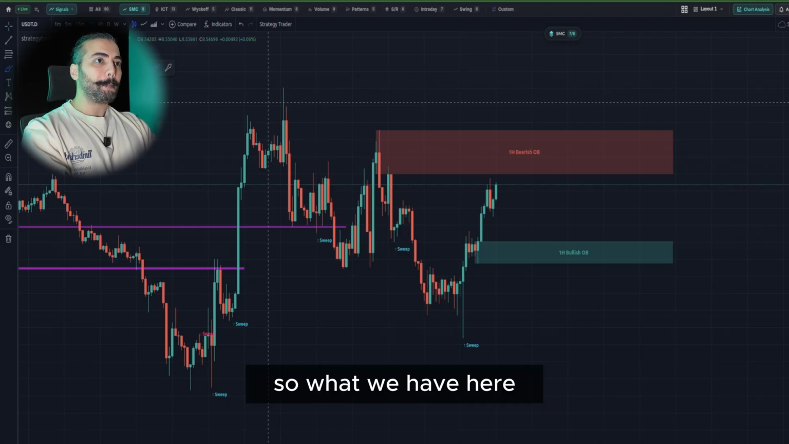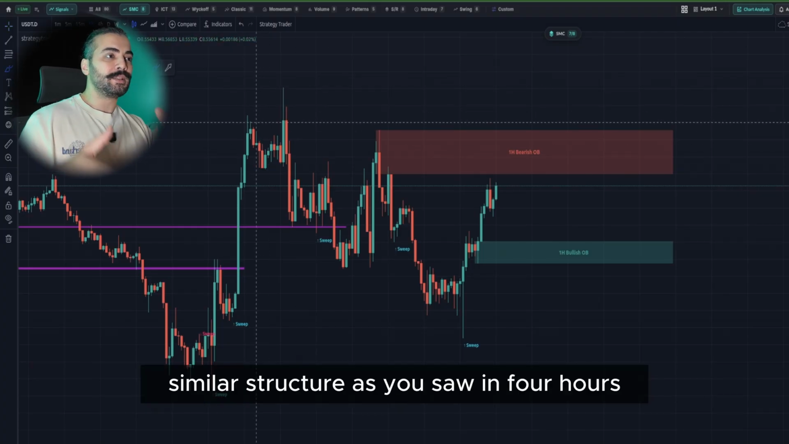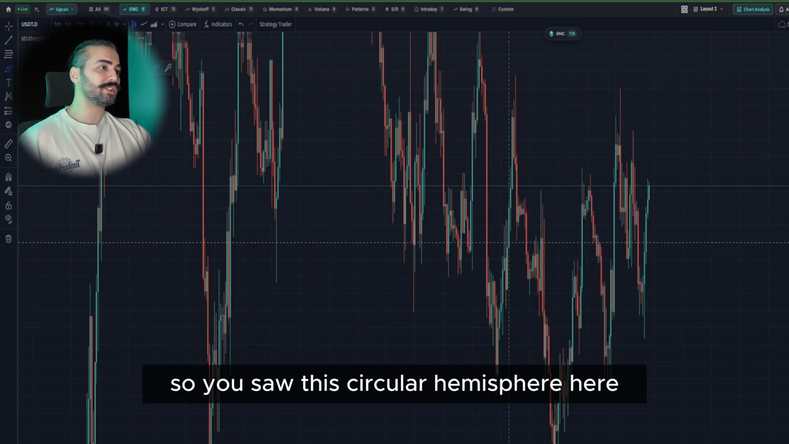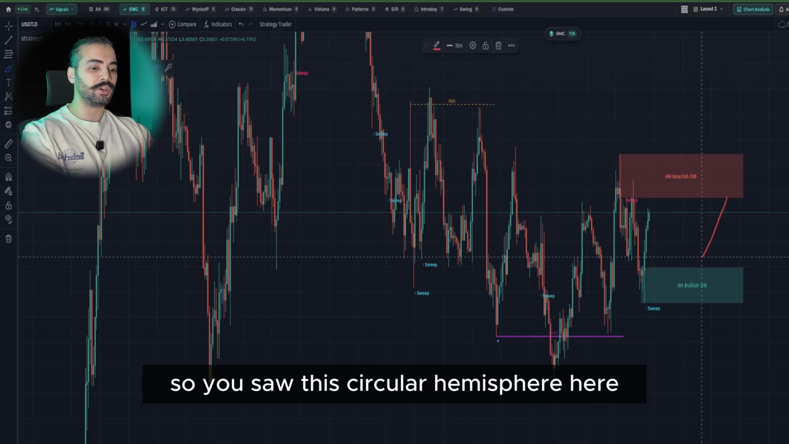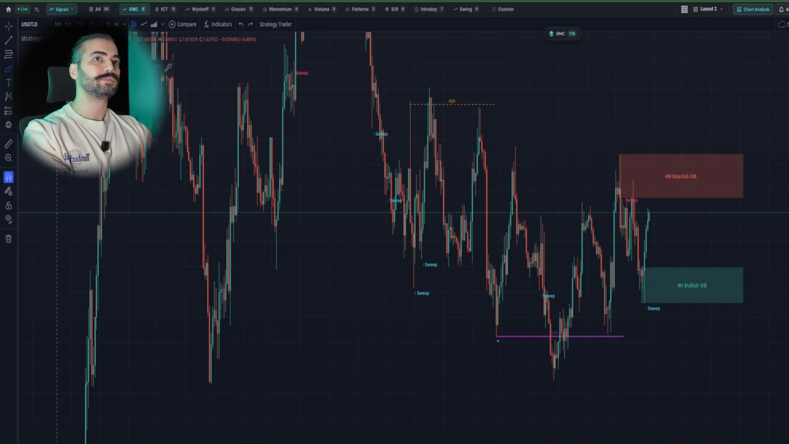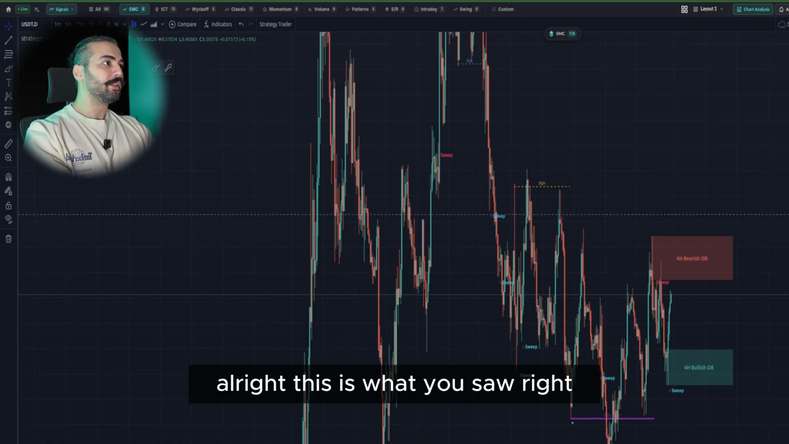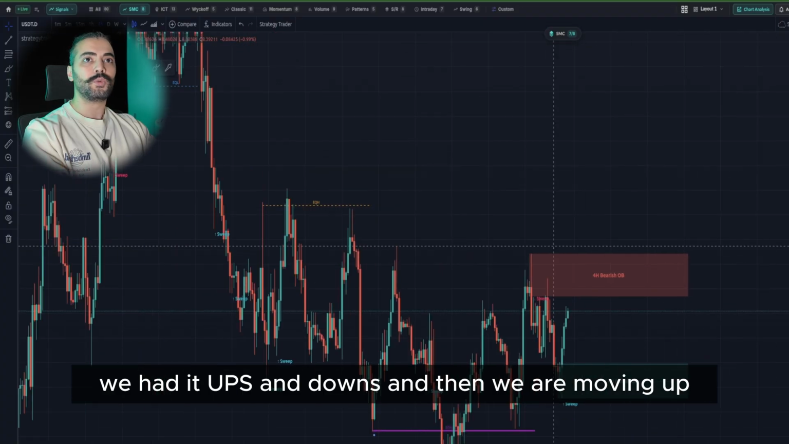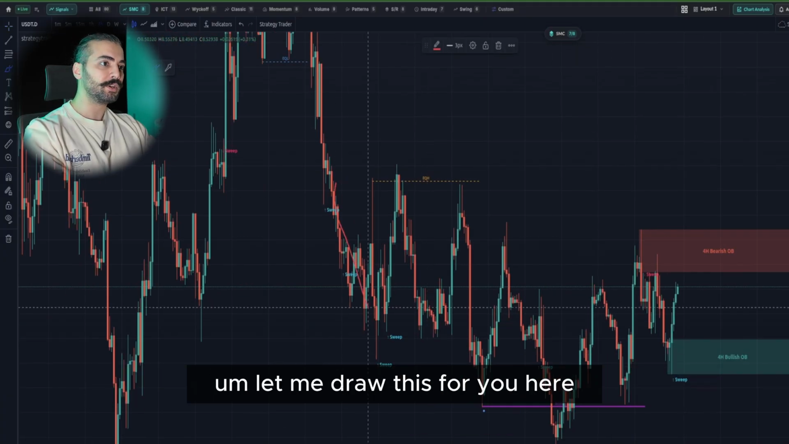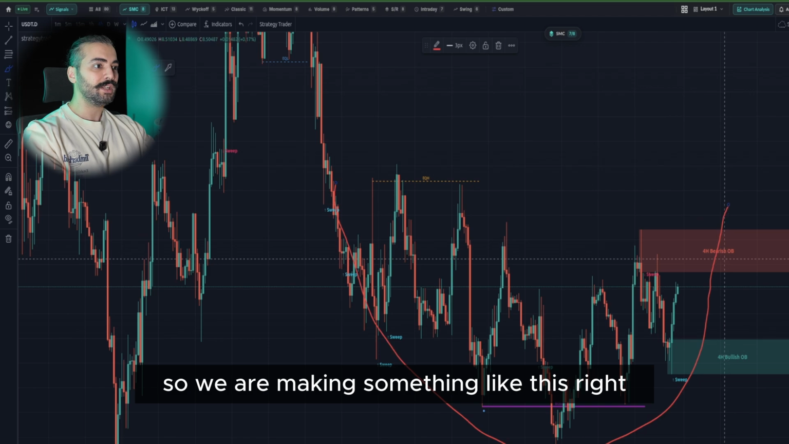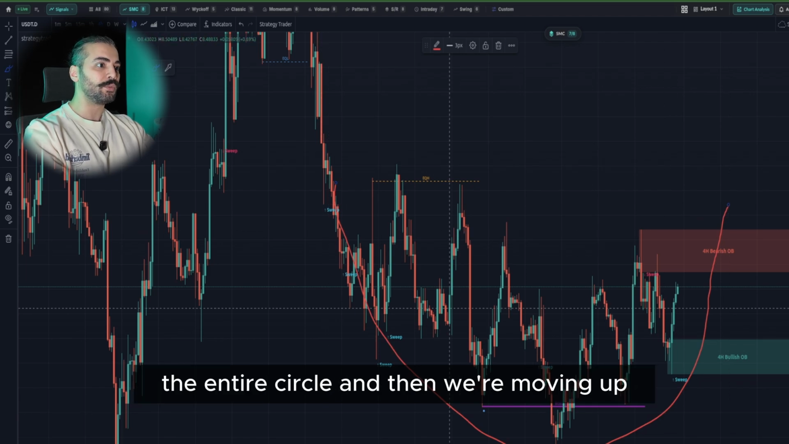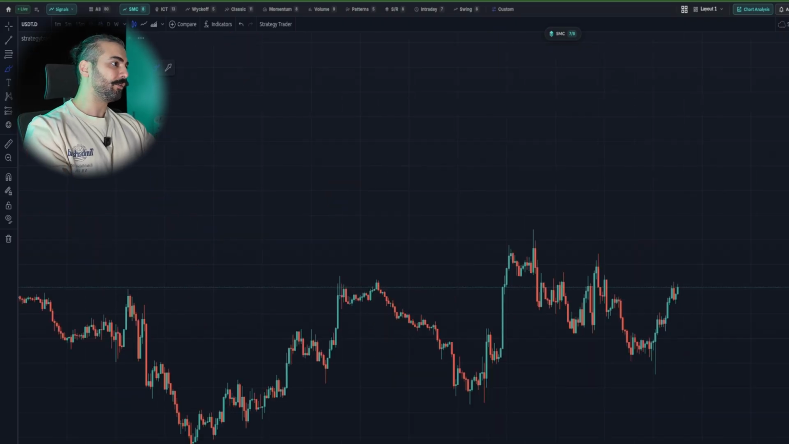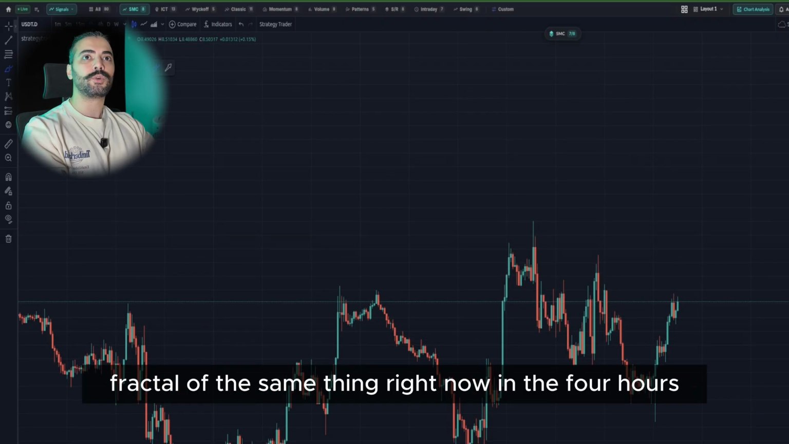All right, I'm gonna get rid of my drawings. So what we have here, we're making a similar structure as you saw in 4 hours. So you saw this circular hemisphere here. This is what you saw, right? We had ups and downs, and then we are moving up. Let me draw this for you here. So we are making something like this, right? We made the entire circle, and then we're moving up. The same thing, we are making a fractal of the same thing right now in the 4 hours.